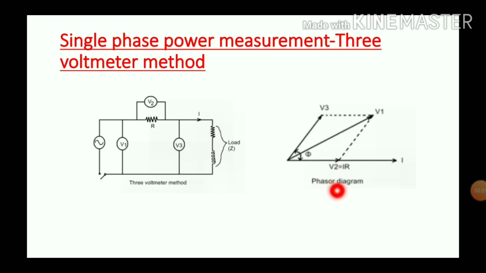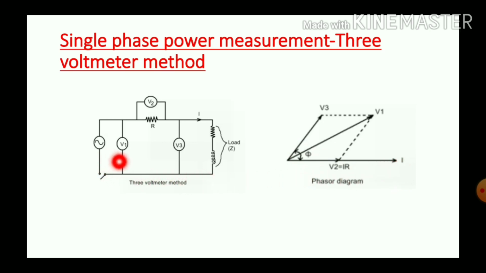See the phasor diagram. Here current I is taken as the reference vector and V2 is the voltage across the pure resistor. So V2 and this current are in phase with each other. And V3 is the voltage across the load and, due to the inductive nature, the voltage is leading by an angle phi. So, V3 leads current I by an angle phi.